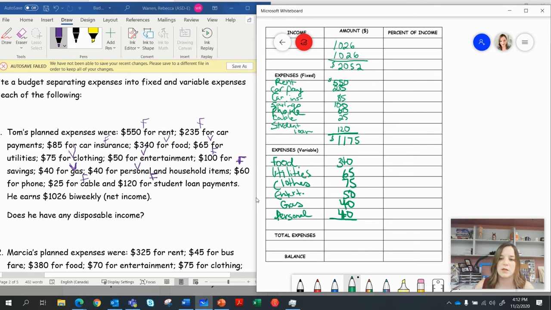And then again, we are going to total up the variable expenses. So you can pause the video here to make sure you get the same amount. When you total up the variable expenses, you should get $610.